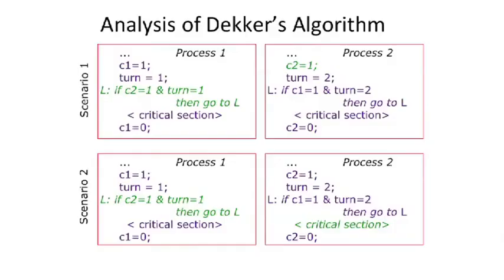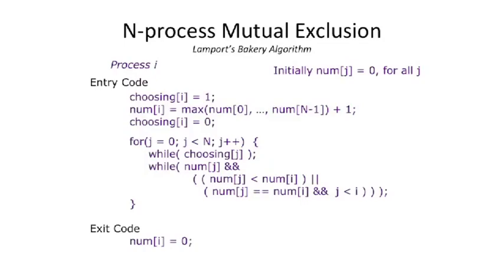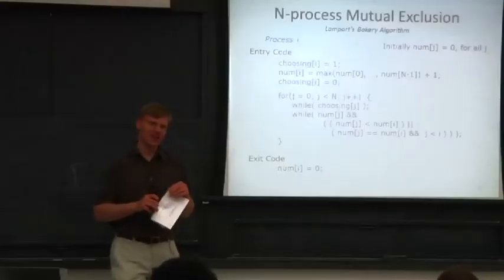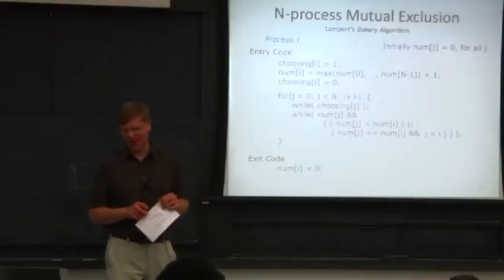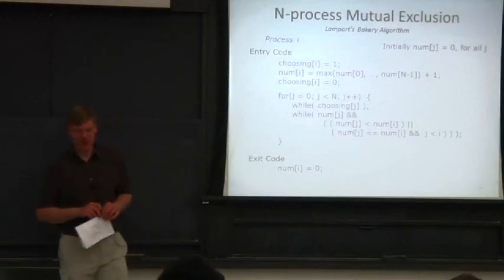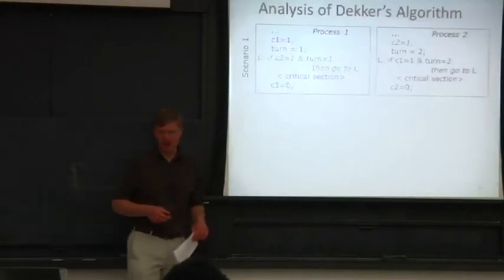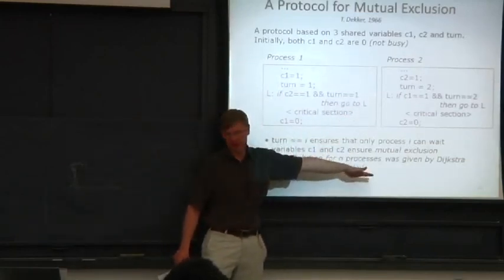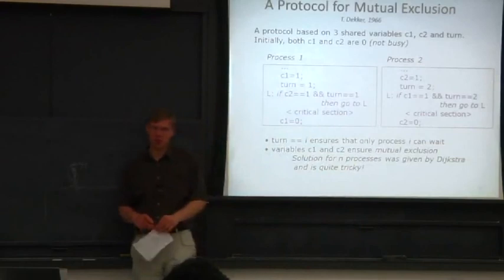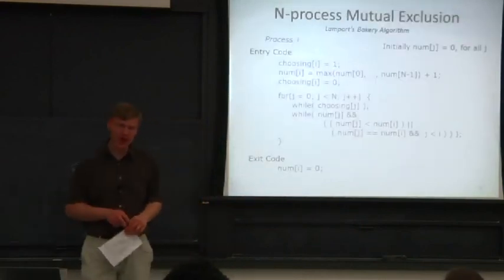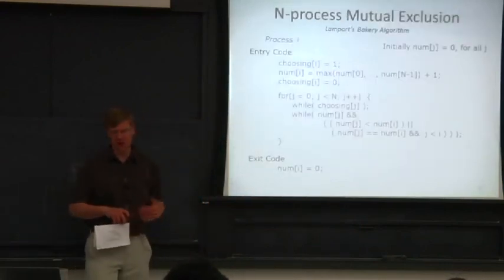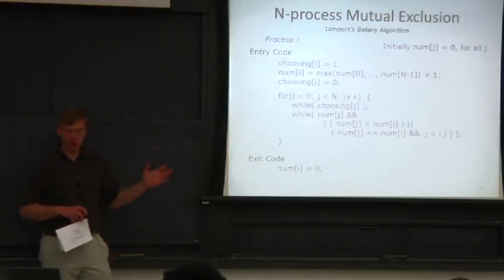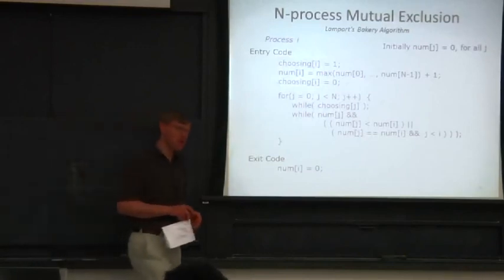OK, so I think we went through that. I wanted to finish up today talking about one last idea here in the last 2 minutes. To do Dekker's with n processes, more than 2, gets pretty tricky. Dijkstra shows a proof of that. There's something that's a little bit simpler to reason about called Leslie Lamport's bakery algorithm.